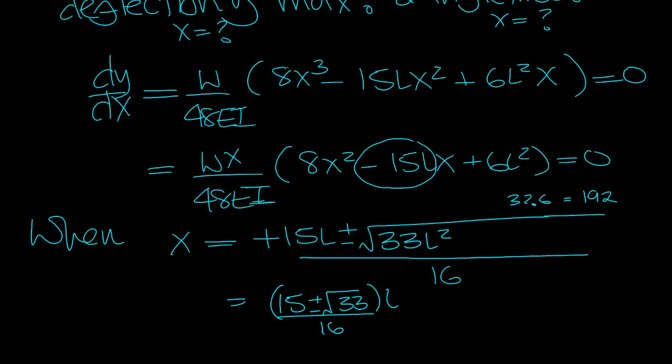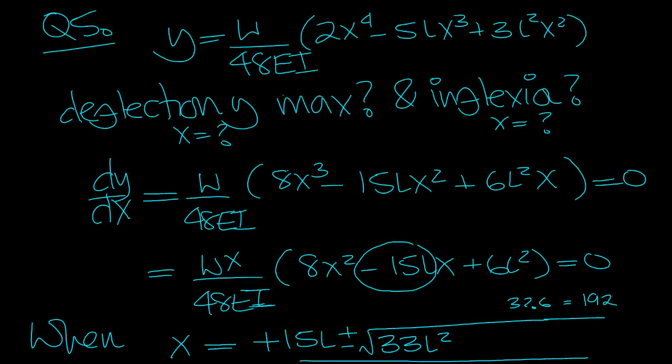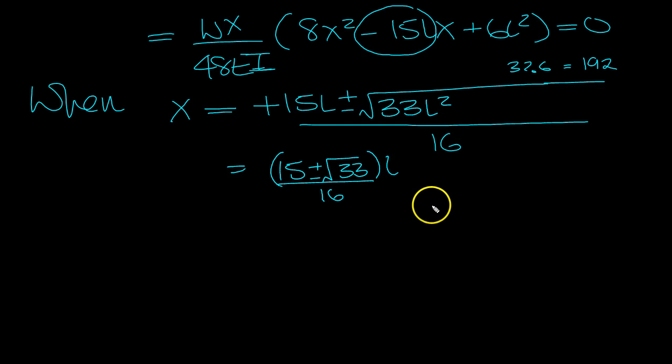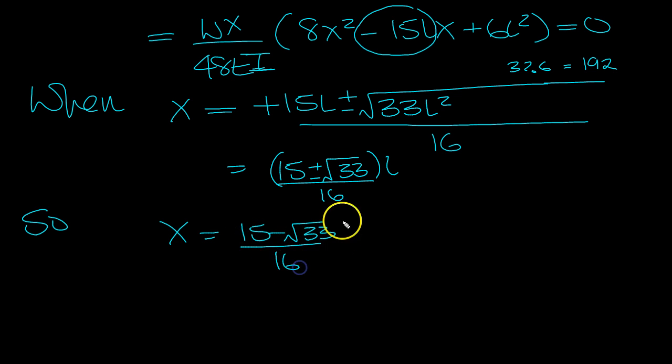Okay, so what do we get? Well, if we did 15 plus root 33, that's going to be bigger than l, isn't it? That number's bigger than 1. So that won't be a value. So it has to be the smaller value, x equals 15 minus root 33 over 16 lots of l is the solution there. And that's when we have a, is it a max or min?